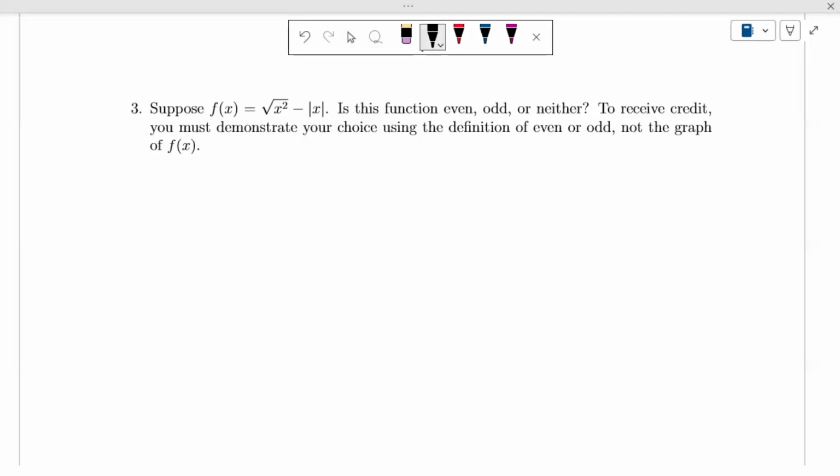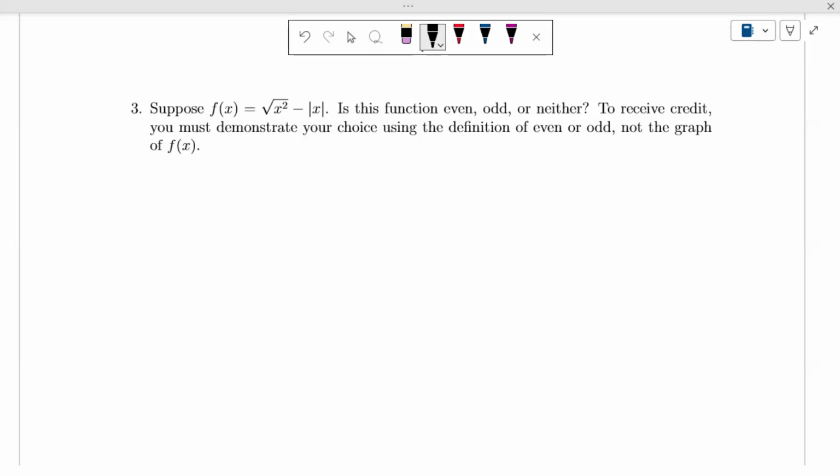Right? So in order to receive credit, you have to actually use the definition of even or odd, right? Don't just look at the graph and say, oh, it has this kind of symmetry, so therefore it's an even function or it's an odd function, right? You actually have to prove that it is even or odd from the definition, right?